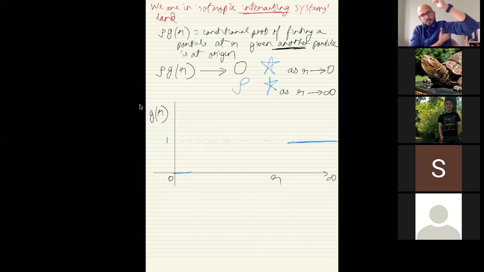Could you explain why rho g of r goes to rho as r tends to infinity?